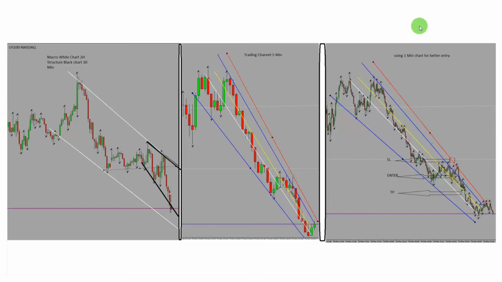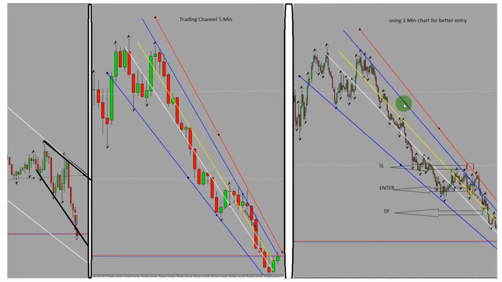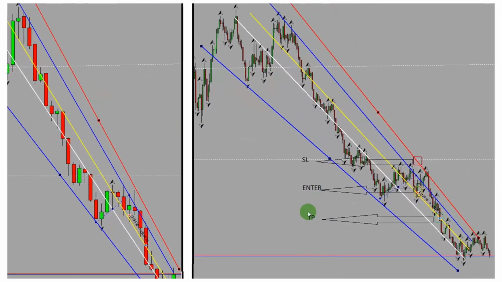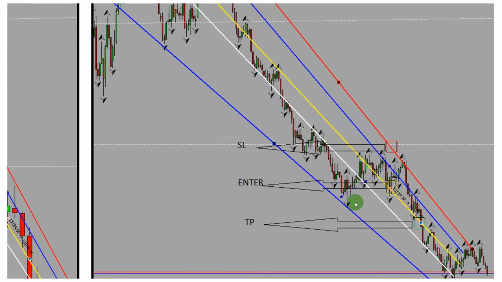As you see, let me just bring it a little bit closer here. Yeah, so he entered at this point in here, and for the stop loss he placed it outside of the channel, which is the area that we show in our lessons, and the take profit, the TP, he put in the middle of the channel.